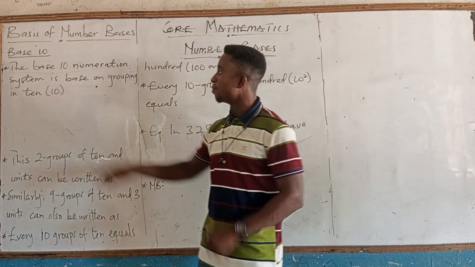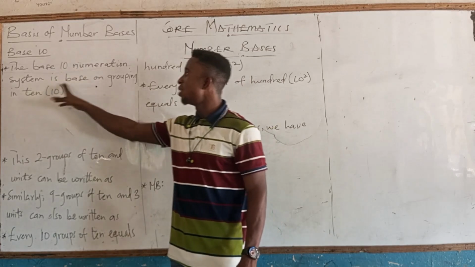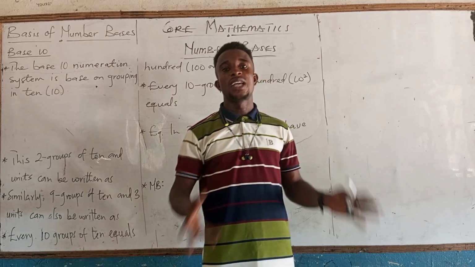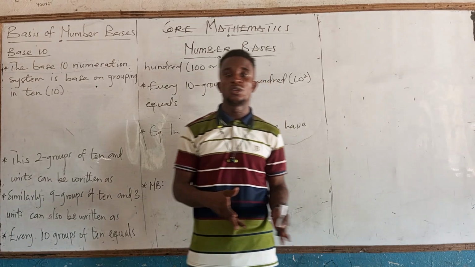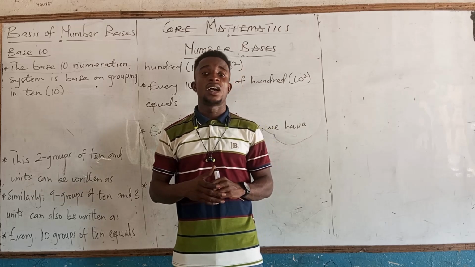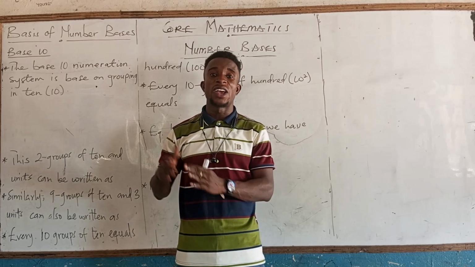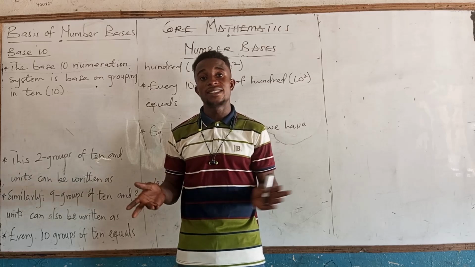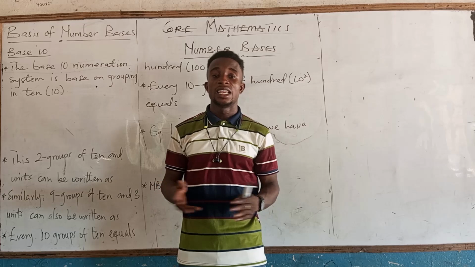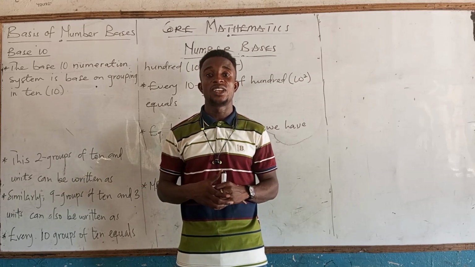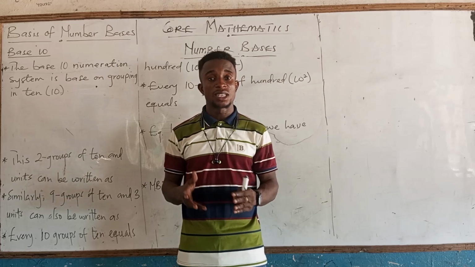So let's see something. The base 10 numeration system is based on grouping in 10. Are we getting that? So when we say we are in base 10, we are talking about grouping in 10. And what are we grouping? It can be equal numbers of anything. Please, are we getting that? So it can be equal numbers of, let's say, pens, sugarcane, stones, money. Please, are we getting that?